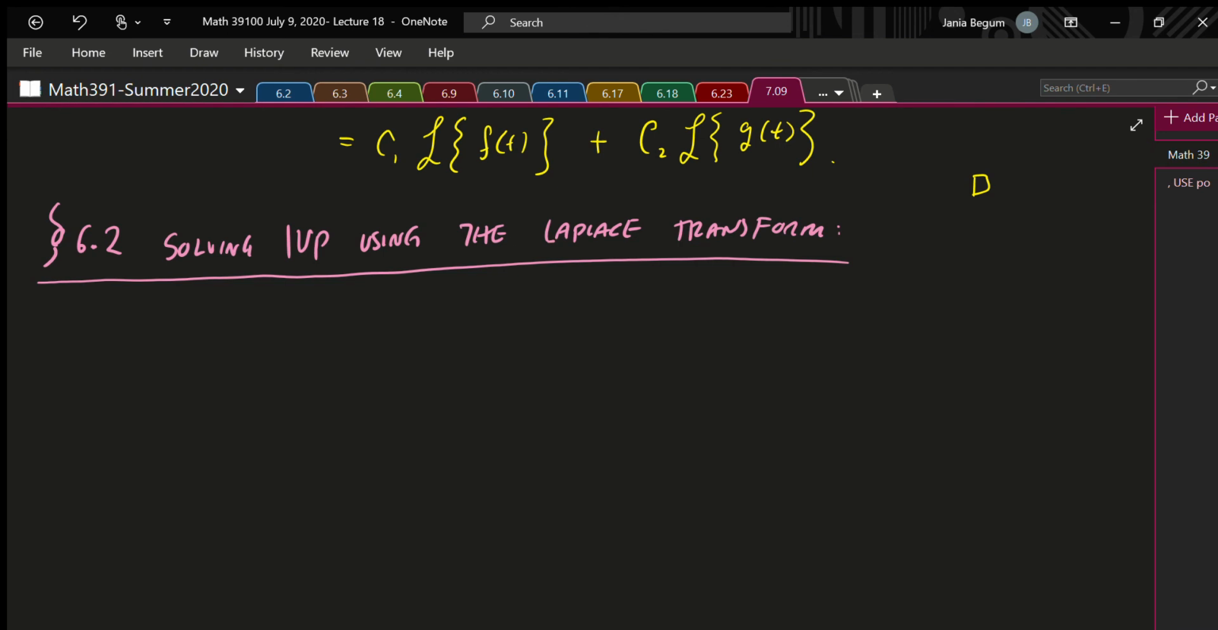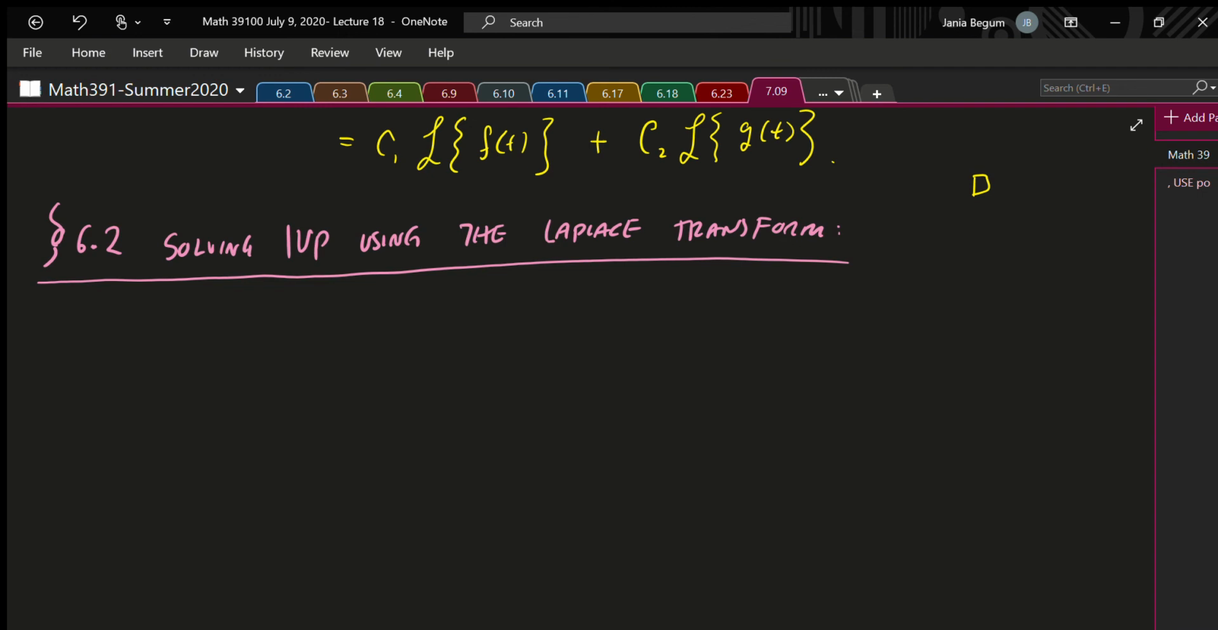Alright, so let's do 6.1. So here, what do we want? We want solutions by using this method of Laplace transform. So now that we know Laplace transform is a linear operator, that means if I give you a second order differential equation, you can apply the Laplace transform. But before that, we need to know what is the Laplace transform of derivatives, right? We have to have a formula for that.